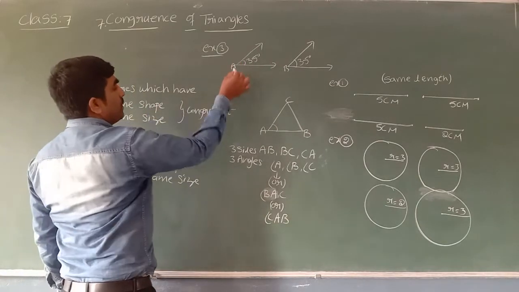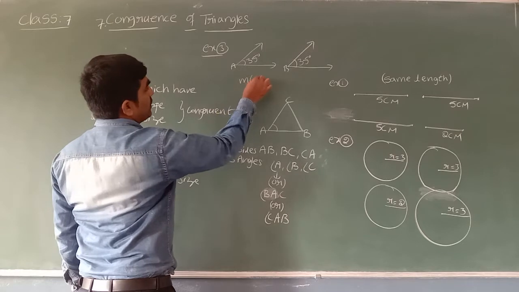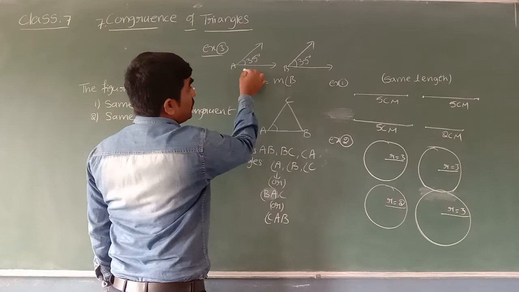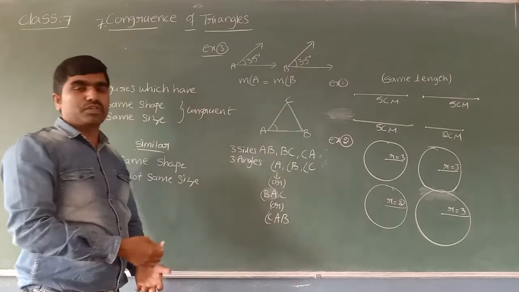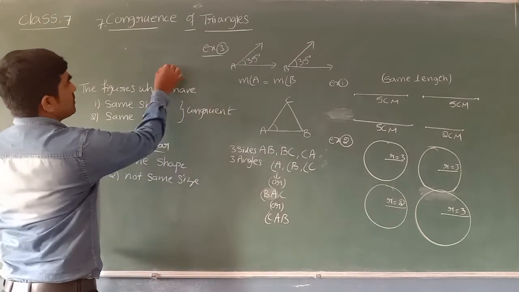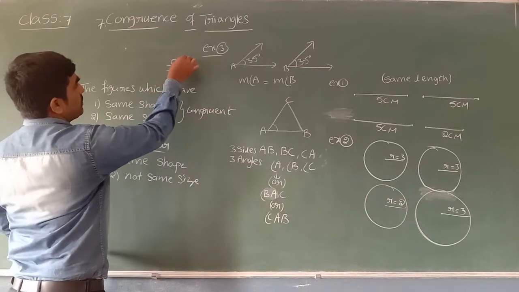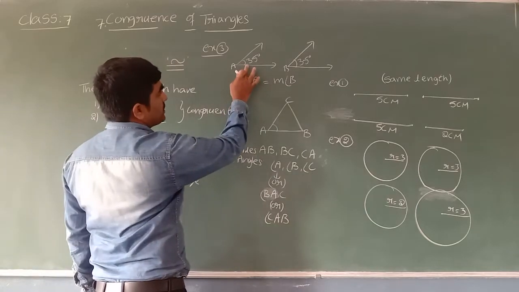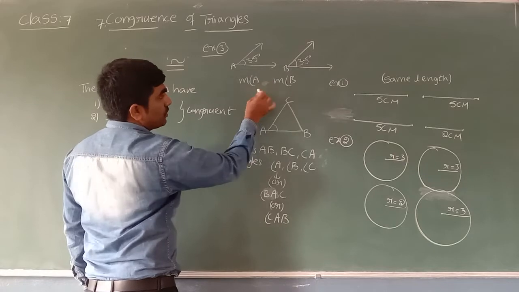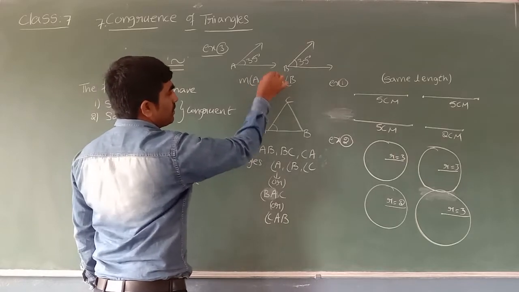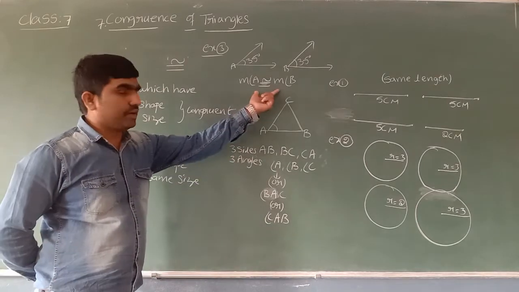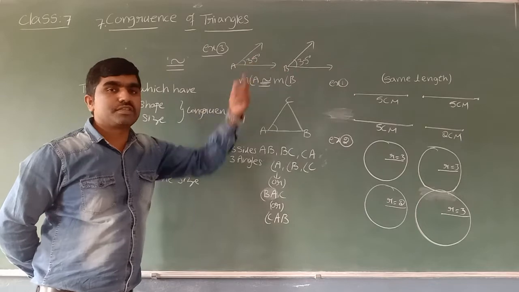Here we can see the measure of angle A is 35 degrees, and the measure of angle A is equal to the measure of angle B. When two angles have the same measure, both are called congruent. See here, this is the symbol of congruent. Measure of angle A is 35 degrees, measure of angle B is 35 degrees, so we can represent both with this symbol: measure of angle A is congruent to measure of angle B. Both are equal, same shape, same size.